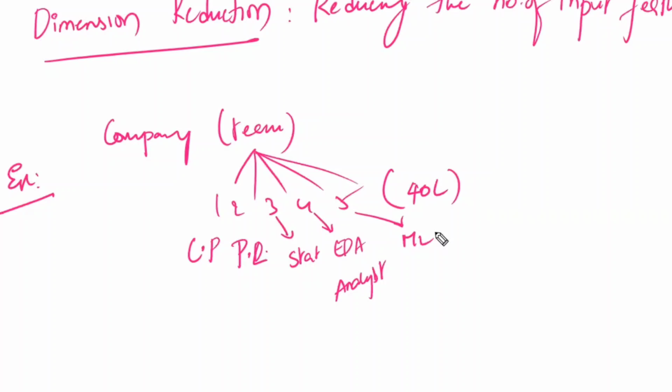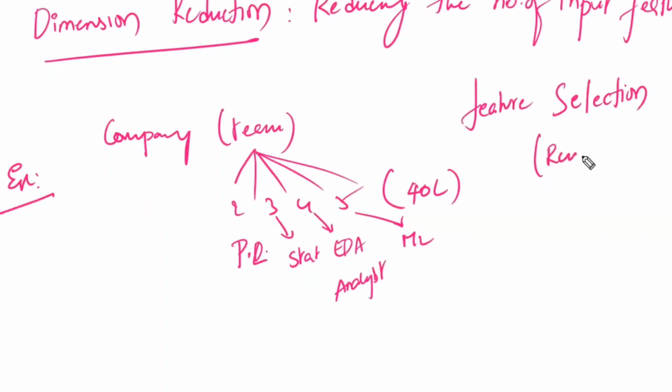Here I want to remove one person. Directly, I'm going to remove one of the persons. For example, this person I don't want. Directly removing this person is called feature selection. Feature selection means removing that particular feature. Remove the feature which is comparatively unimportant. That is called feature selection.